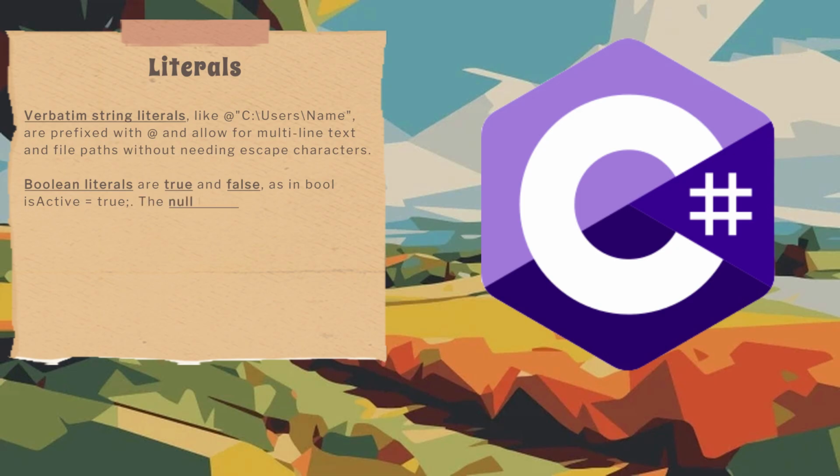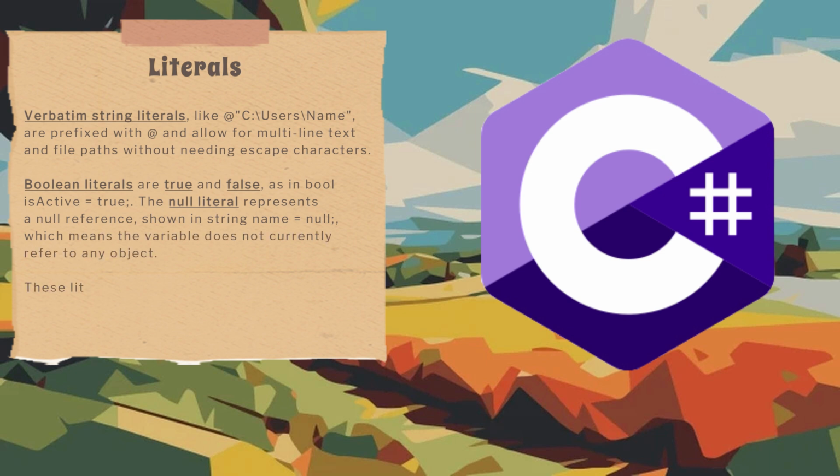The null literal represents a null reference, shown in string name = null, which means the variable does not currently refer to any object. These literals help define constant values and make the code easier to read and maintain.